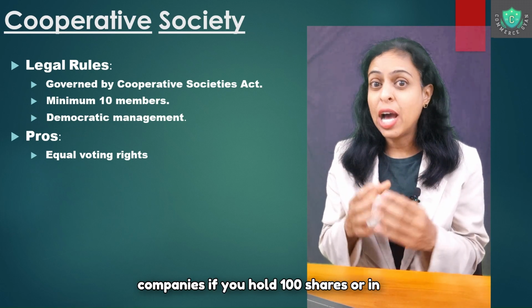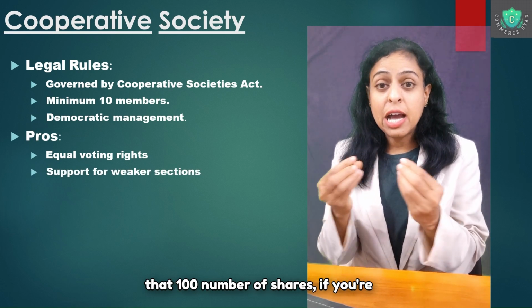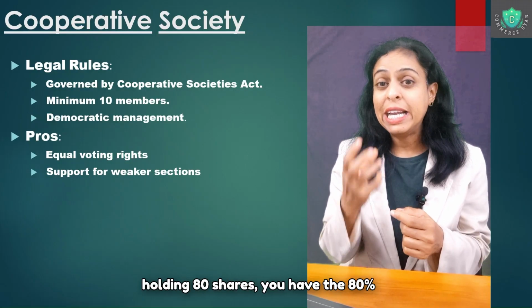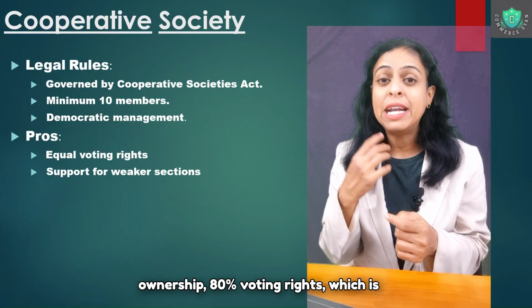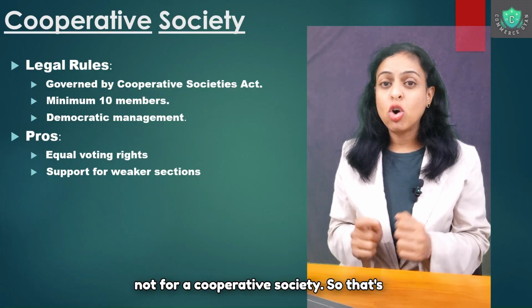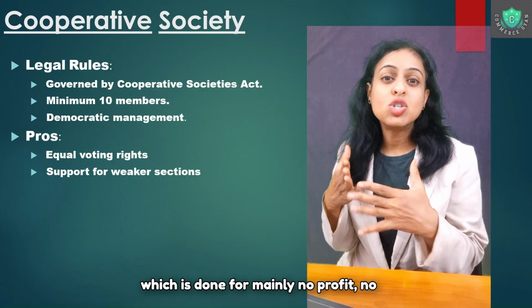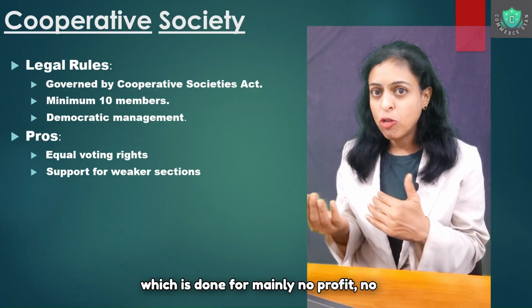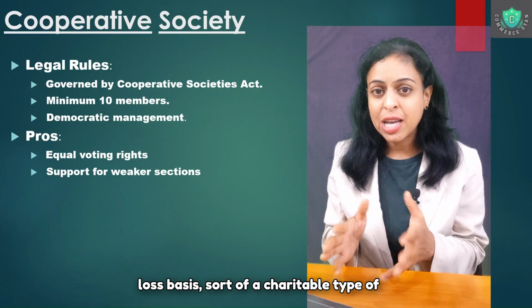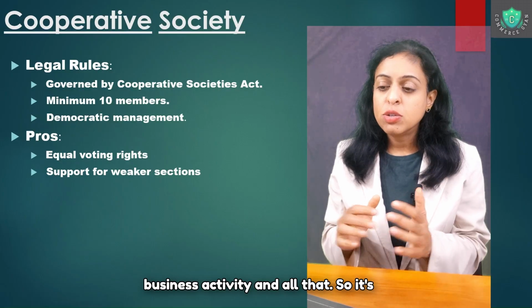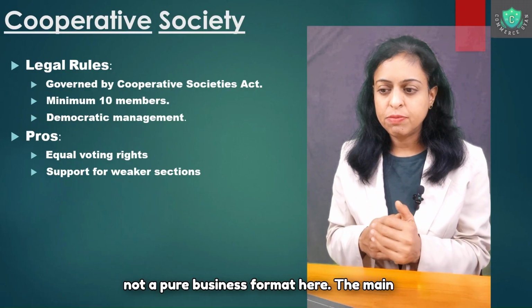In companies, if you hold 100 shares, or in that 100 number of shares, if you're holding 80 shares, you have 80% ownership, 80% voting rights, which is not for a cooperative society. So that's why it's termed more of an organization which is done for mainly no profit no loss basis, sort of a charitable type of business activity and all that. So it's not a pure business format.